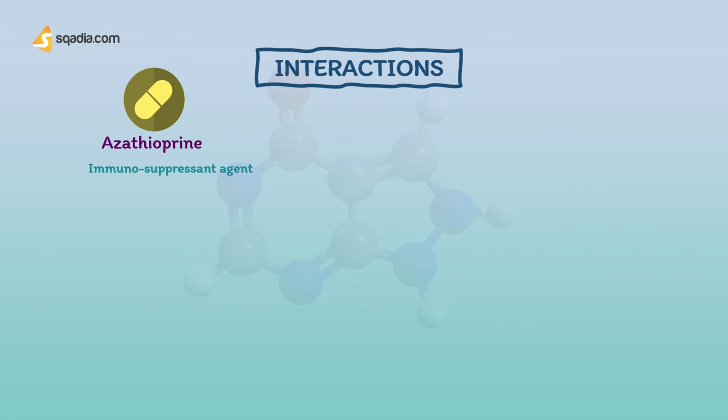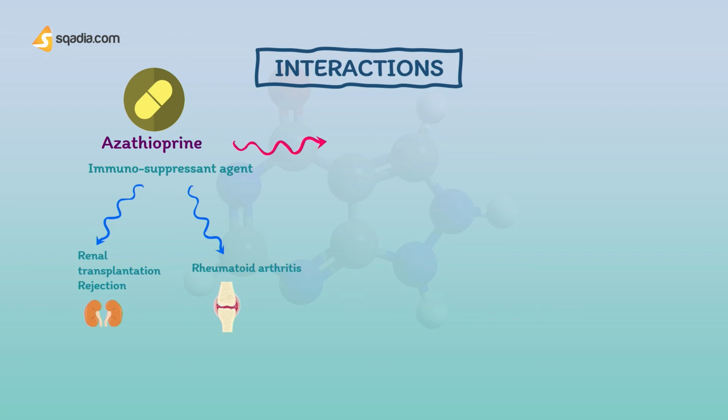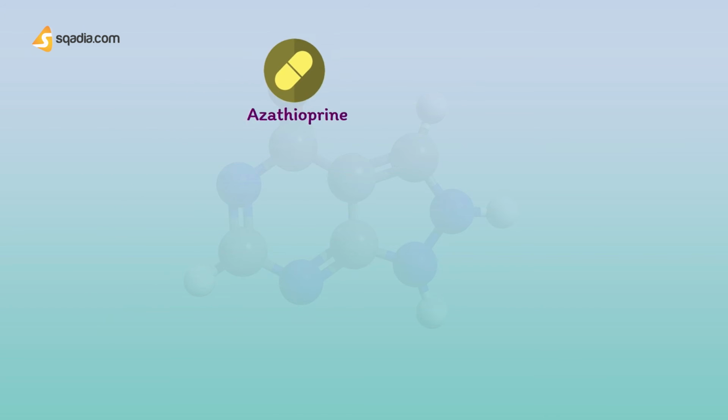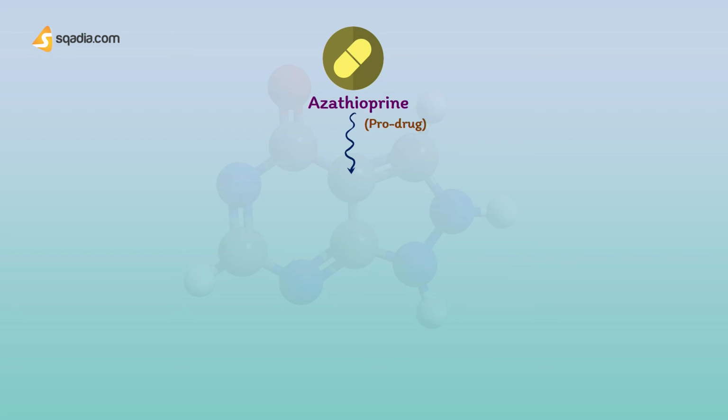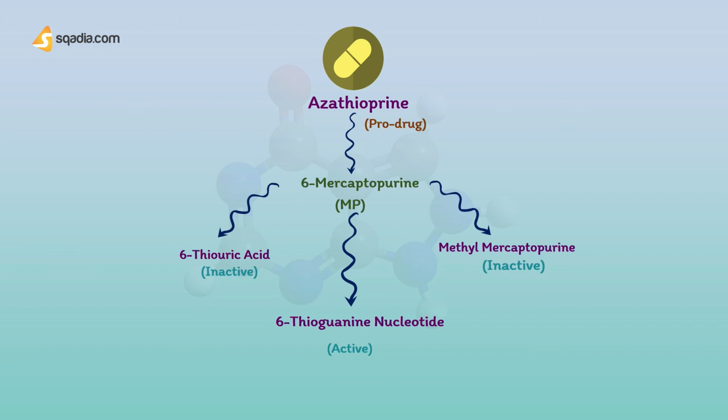That is an immunosuppressive agent. It is primarily used to prevent rejection in renal transplantations, also used in treatment of rheumatoid arthritis. Well, it is a purine antagonist like mercaptopurine and inhibits the nucleic acid synthesis. Azathioprine is a prodrug that gets metabolized into 6-mercaptopurine, which is further metabolized into 6-thioguanine nucleotide, that is the active metabolite. 6-thiouric acid and methyl mercaptopurine, these two are inactive metabolites. 6-thioguanine nucleotide is responsible for the pharmacological action of azathioprine.